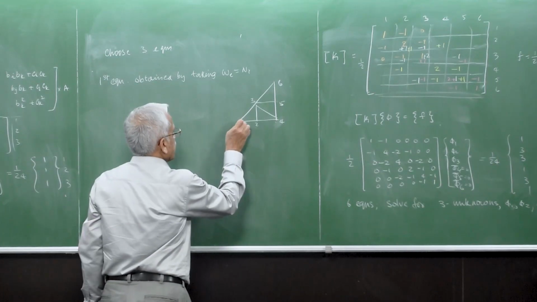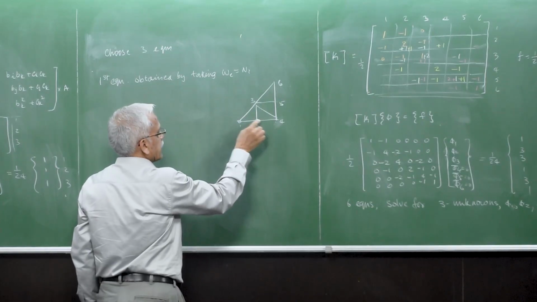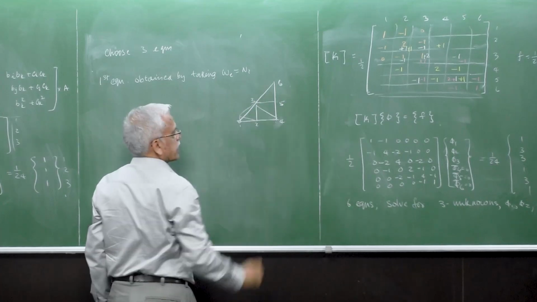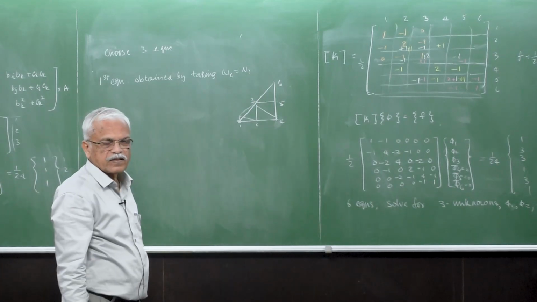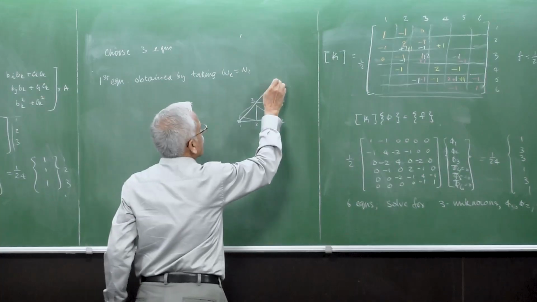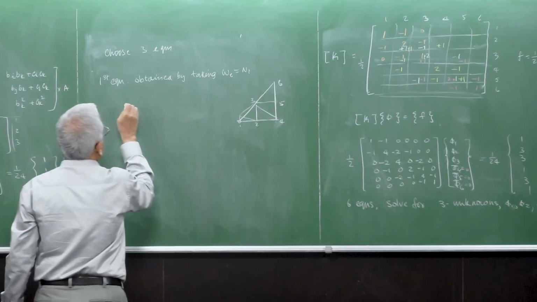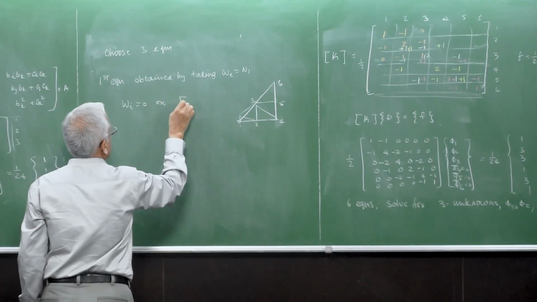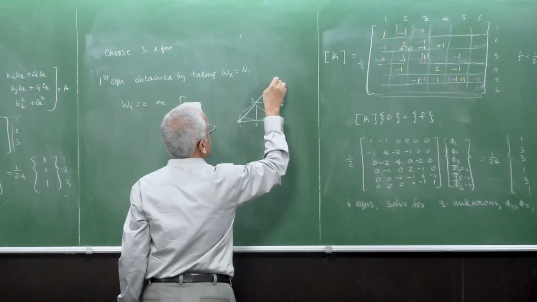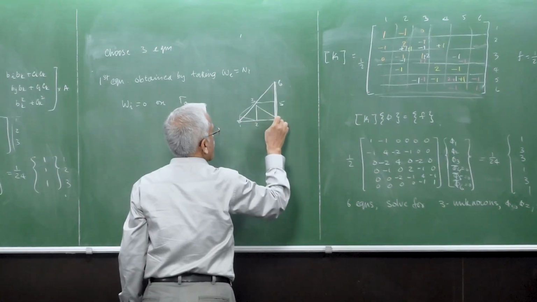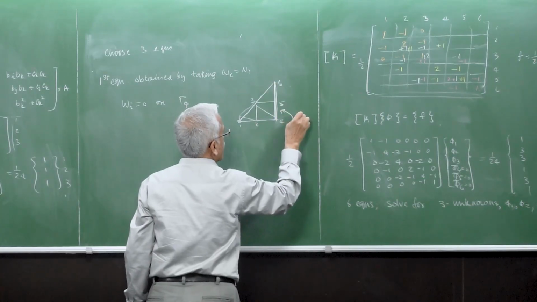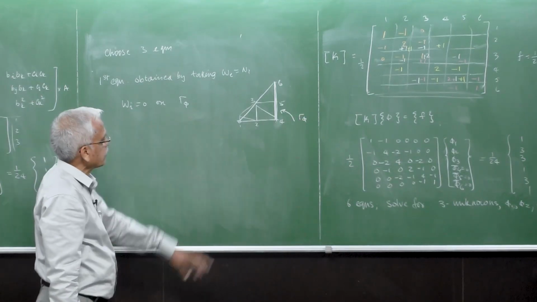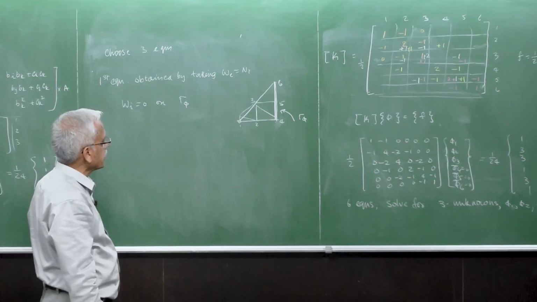So what is N1? N1 has a value of 1 and goes to 0, something like here, and goes to 0 and something like this. So this equation is okay. Why? Because Wi has to be 0 on gamma phi. So this is gamma phi, and you can choose this N1.